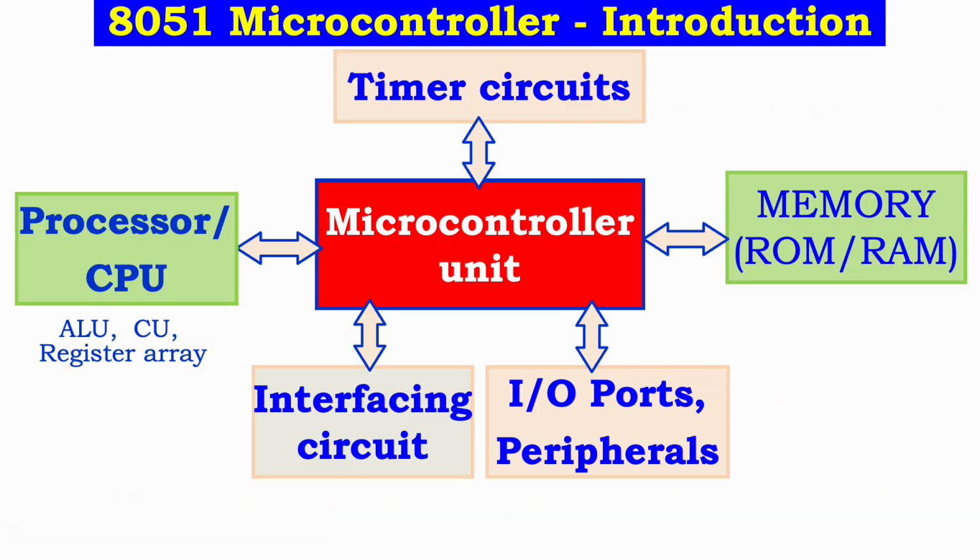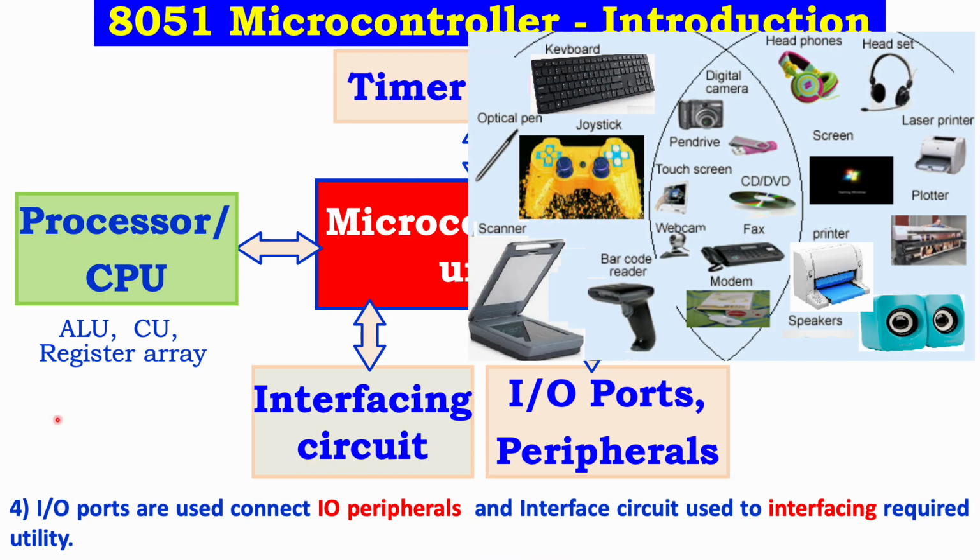Next, we can understand very clearly, there are IO ports. Like a microprocessor, the microcontroller also has IO ports. We know there are many input output devices. The IO ports are connected to many IO peripherals. For example, there is a keyboard, a scanner, a barcode reader or barcode scanner. Like this, all these IO peripherals can be connected to the microcontroller for different applications.